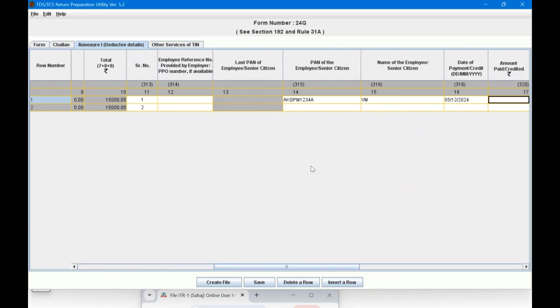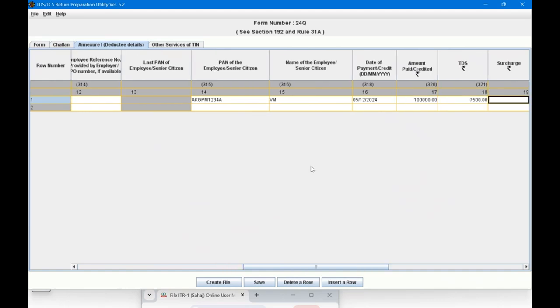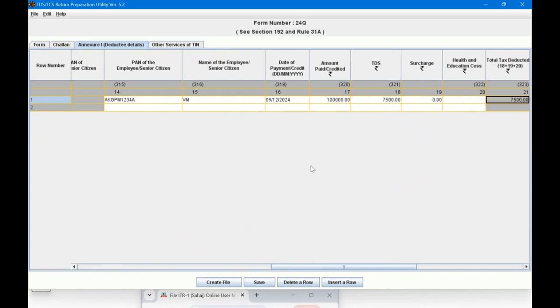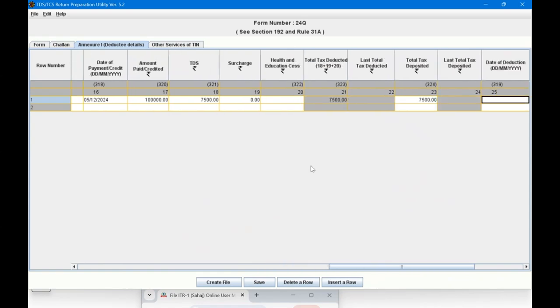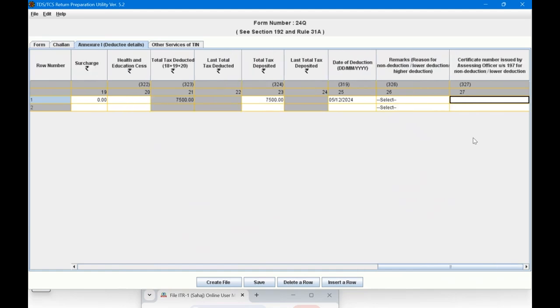Then the amount paid by me, say it is 1 lakh salary I have paid. TDS from this person is 7,500. There is no surcharge. Date of deduction, it is 5th December 2024. Reason: there was no lower TDS deduction made by me, so it was nil.